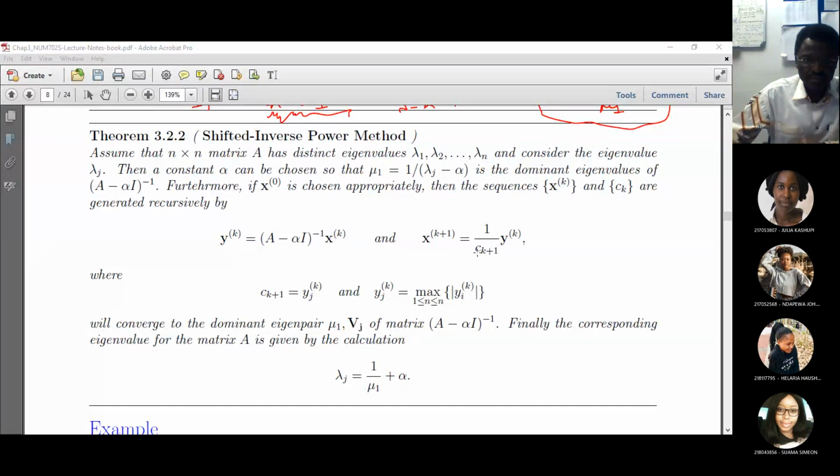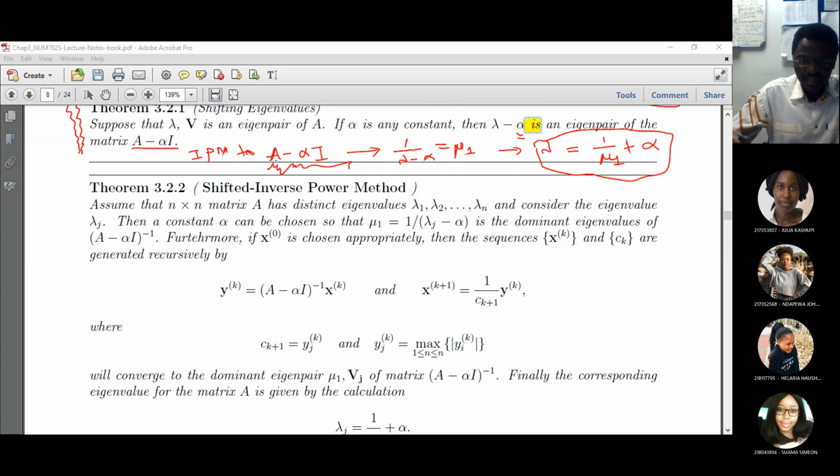Okay, now if you look at the theorem, we have a matrix A with distinct eigenvalues, lambda 1 up to lambda n. And we consider one of them, arbitrary. It can be lambda 1, it can be lambda 2, it can be any of them. You see that these are not sorted. We are just telling you they are distinct, and we take an arbitrary element in the list of lambda 1 up to lambda n. We call it lambda j, right?